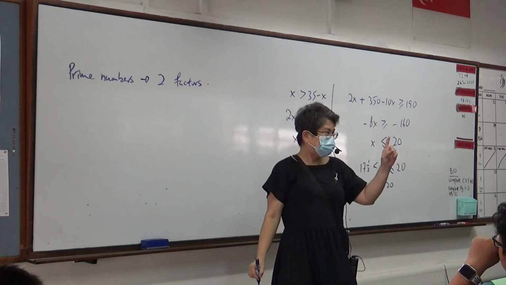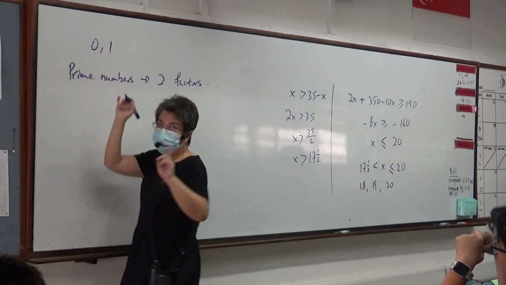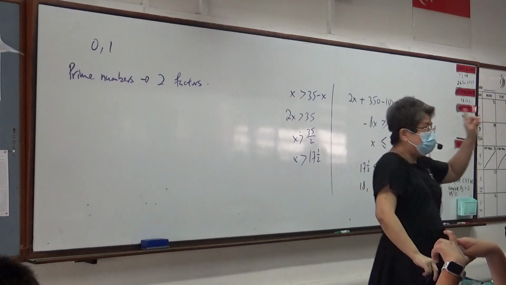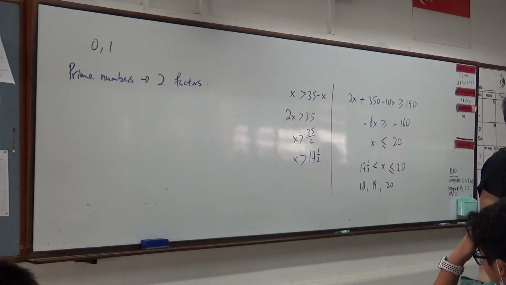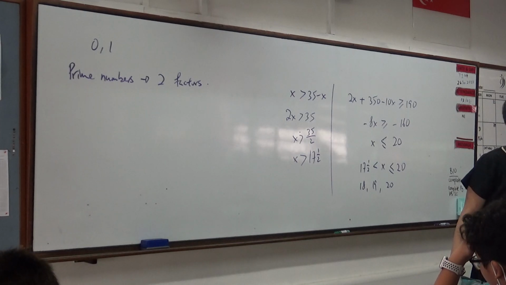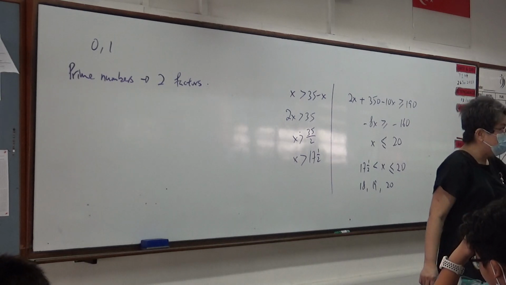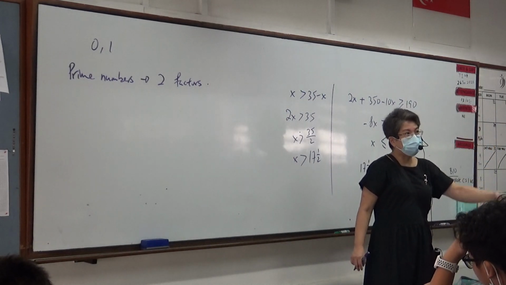1 and 7. Alright? 0 and 1 are not counted. Because 0 can be 0 times 1, 0 times 2, 0 times anything. There are many, many factors, so it's not counted. 1 has only one factor, 1 times 1. For it to be a prime number, it must have exactly 2 factors. So what is the smallest prime there?